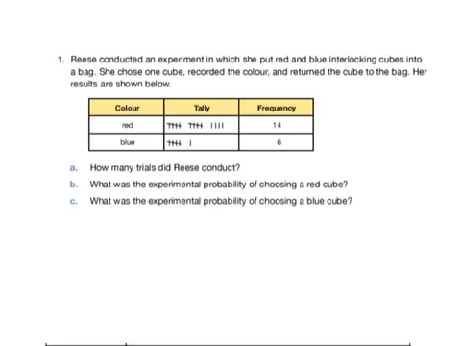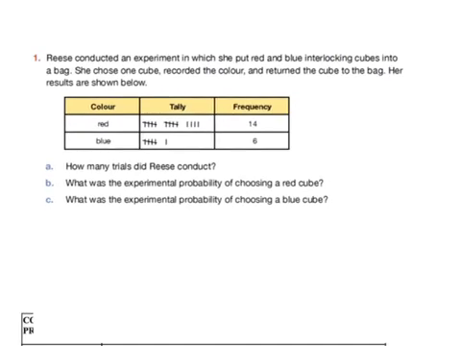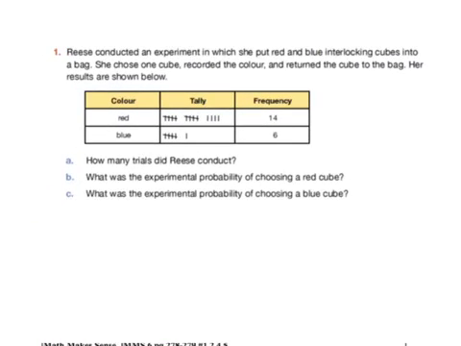All right, you're going to continue with your practice. Using this information, try to answer the questions. Press pause and try now. All right, let's take a quick look. Reese conducted an experiment. She put red and blue cubes into a bag. She chose one cube, recorded the color, and returned the cube to the bag. This is the results she has. How many trials did she conduct? Well, she got red 14 times and blue 6 times, so altogether, she conducted 20 trials.